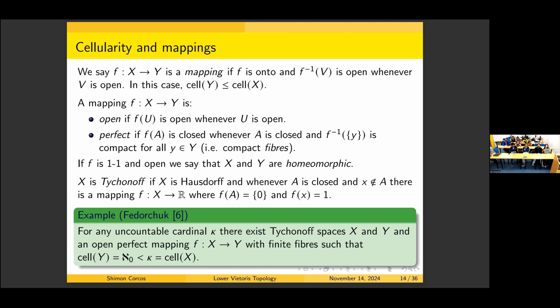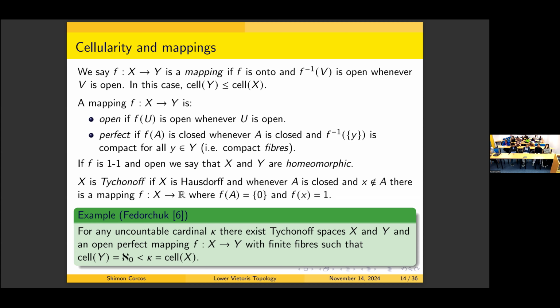A space is Tikhonov if it is Hausdorff, and if you have a point lying outside of a closed set, you can separate them by a real-valued mapping. Now, in 1995, Vietoris proved that if you have an uncountable cardinal kappa, you can find Tikhonov spaces X and Y, and an open perfect mapping from X to Y with not just compact, but actually finite fibers. Every finite space is compact, such that Y has countably infinite cellularity, but the cellularity of X is kappa, which is more than that.